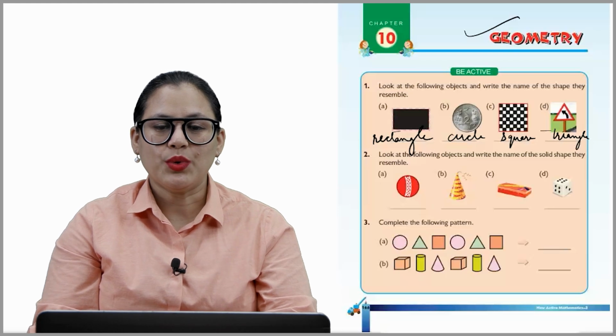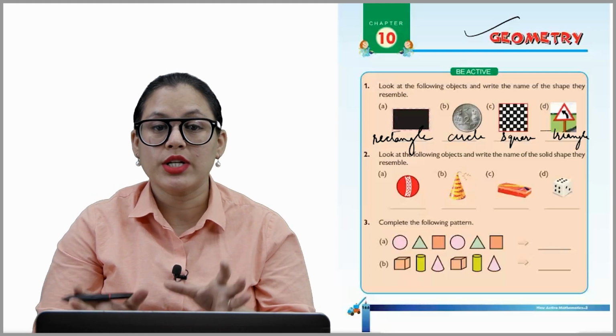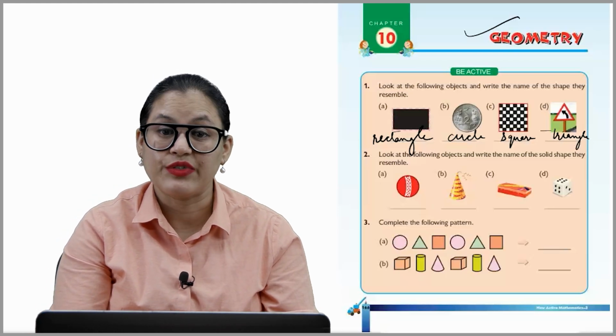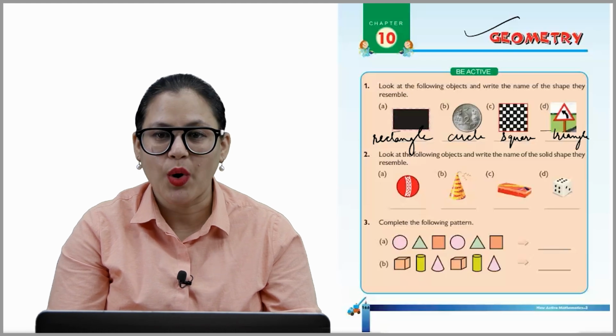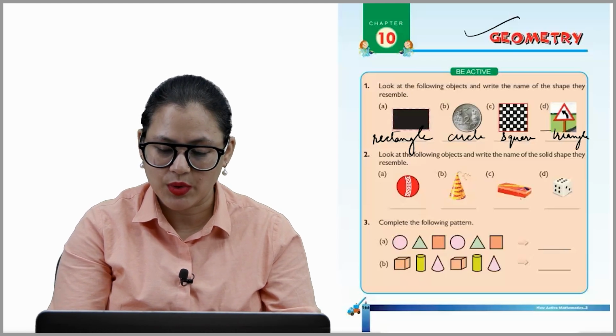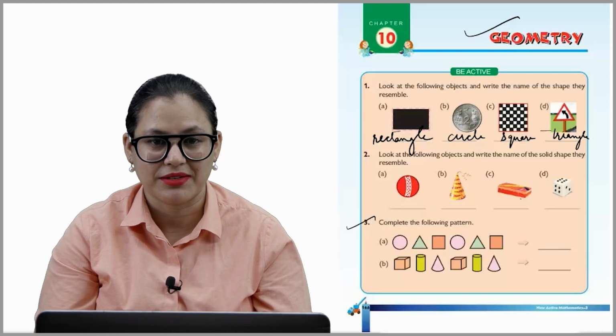Number 2, look at the following objects and write the name of the solid shape they resemble. This is sphere, cone, cuboid and cube. And in question number 3, you have to complete the pattern.